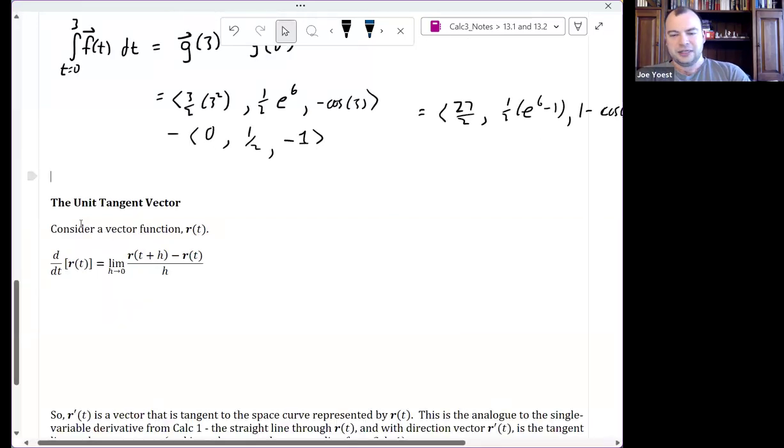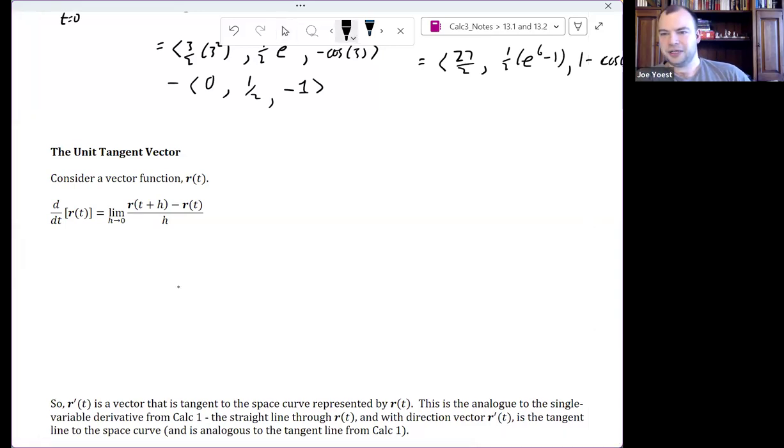All right, so on to the idea of a unit tangent vector. So consider a vector function. We're going to start calling it r of t here. And we want to take a look at the derivative of r of t, d by dt of r of t. We could think of that derivative as the limit as h goes to 0 of r of t plus h minus r of t, over h.